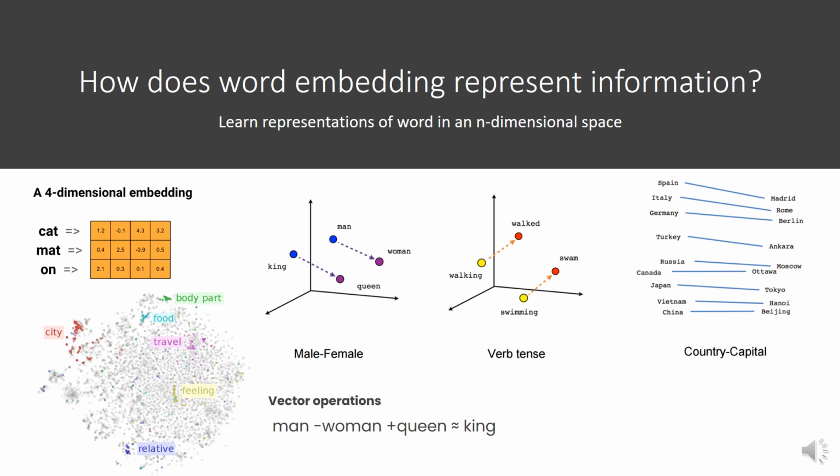Vector operations, like vector differences between a pair of words, can be added to another word to find a similar vector. For example, man minus woman plus queen is similar to king. Minus woman and plus queen almost cancel out, so man is equal to king. So this is the kind of similarity, or similar vectors, we can obtain using the word embedding technique.